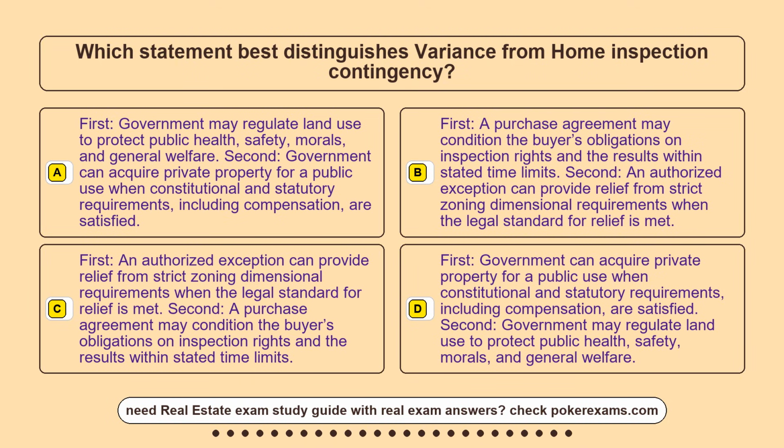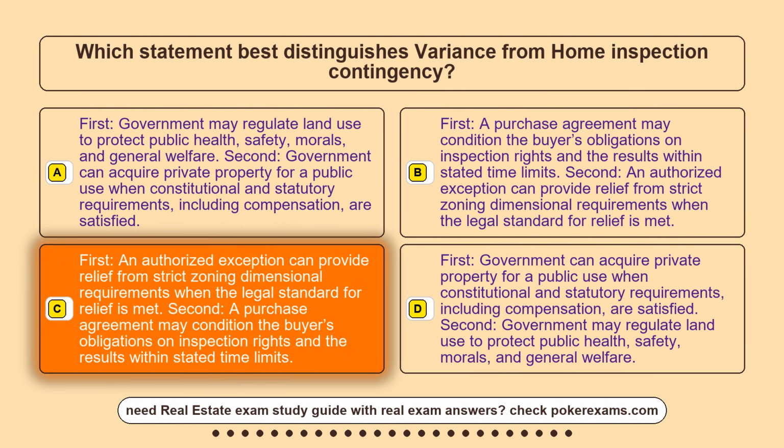Second, government may regulate land use to protect public health, safety, morals, and general welfare. The correct answer is option C. First, an authorized exception can provide relief from strict zoning dimensional requirements when the legal standard for relief is met. Second, a purchase agreement may condition the buyer's obligations on inspection rights and the results within stated time limits.